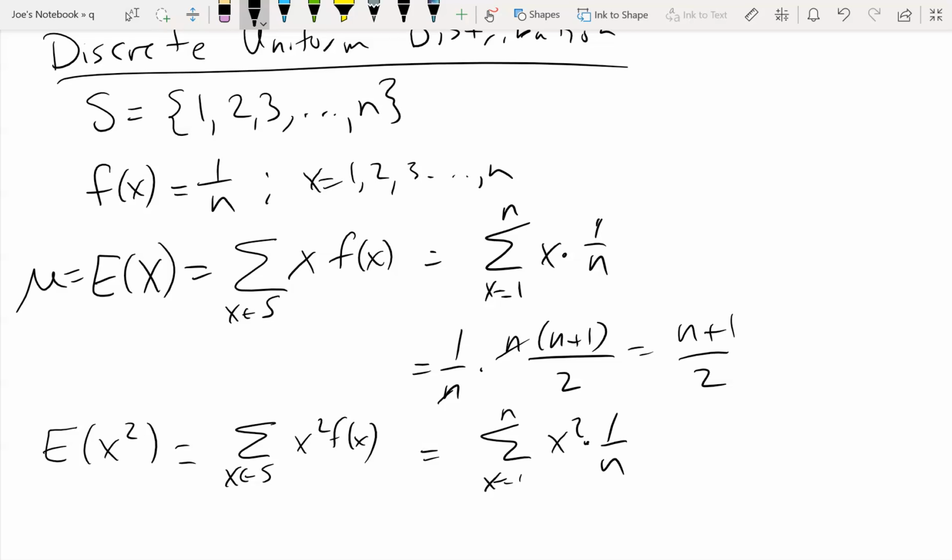So this is set up just like the previous, except that we've got an x squared instead of an x. Again, the 1 over n is a constant, and we have a formula for the sum of the squares of the first n positive integers. Do we know what that formula is?